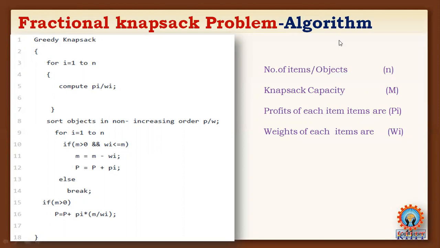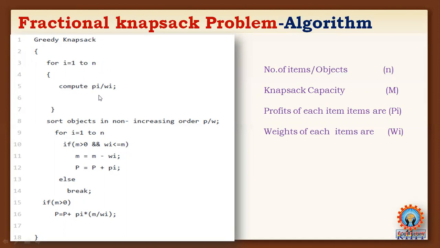Now let us see how to write a step-by-step procedure for solving the knapsack problem using the greedy method. The first step is the greedy knapsack algorithm. Greedy knapsack is the header part of the knapsack problem algorithm. Here consider there are n items or objects in the given problem. The objects are specified from object 1 to object n.